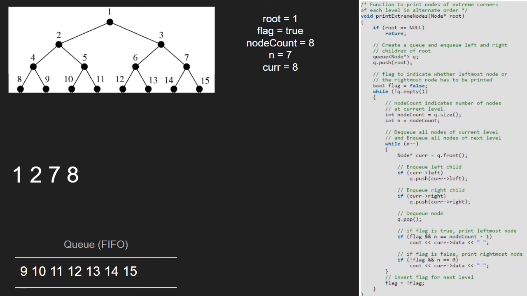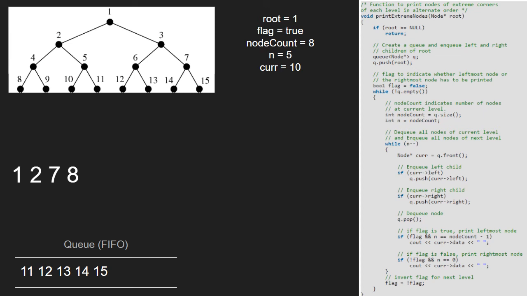We continue with the inner while loop, so n will now be equal to 6 and cur will point to 9. Since 9 does not have any children, nothing is enqueued and we pop 9 from the queue. Since flag is true but n is not equal to node count minus 1, nothing is printed and we continue with the inner while loop. Now n will be equal to 5 and cur will point to 10. Again, 10 is a leaf node, so nothing is enqueued and we pop 10.